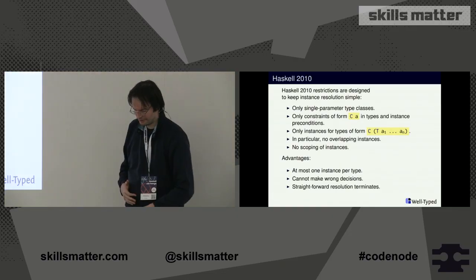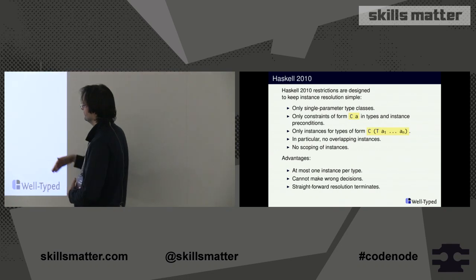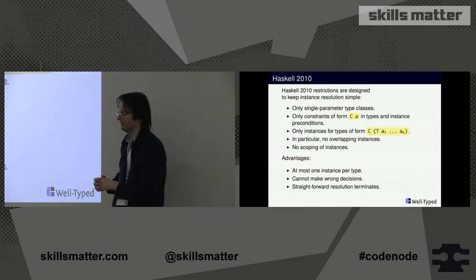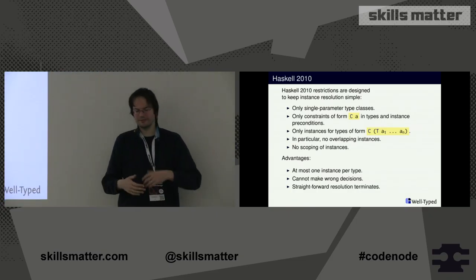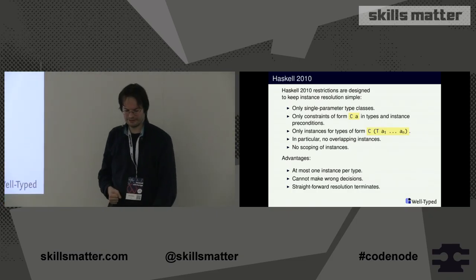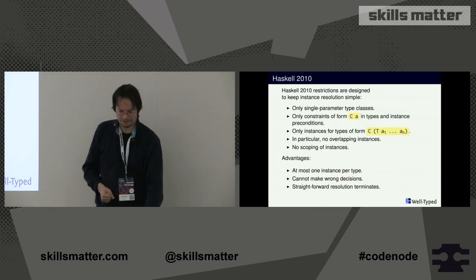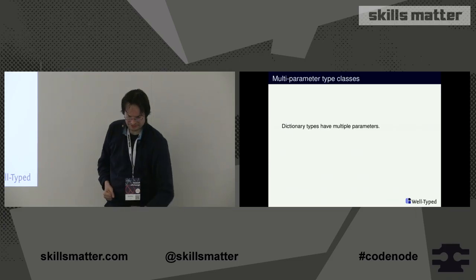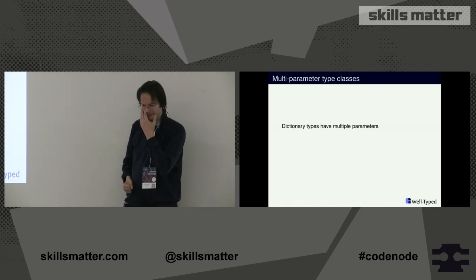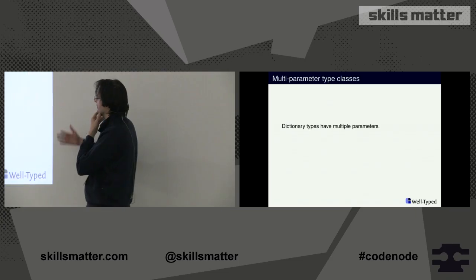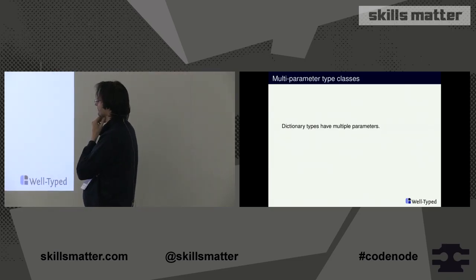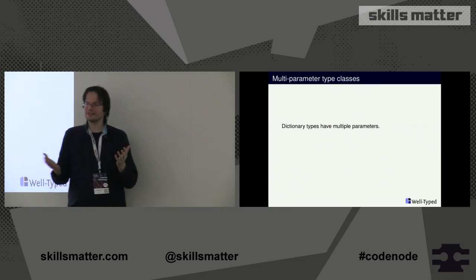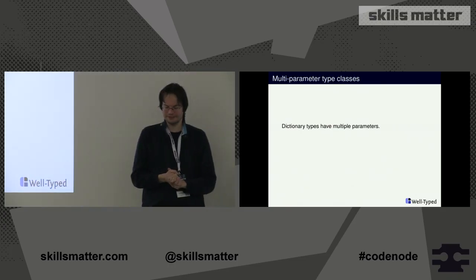But in terms of the dictionary translation, most of these language extensions that partially lift these restrictions are actually relatively harmless. They make the instance resolution much more complicated, but in terms of the dictionary translation that we've seen, they're relatively harmless. So let me conclude the talk by giving two examples here. Multi-parameter type classes, for example. Well, that just means that the dictionary types can now have multiple type arguments, right?